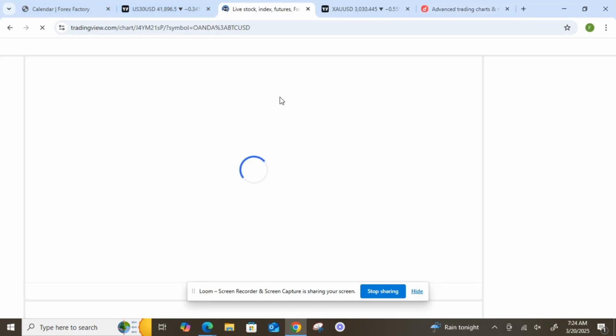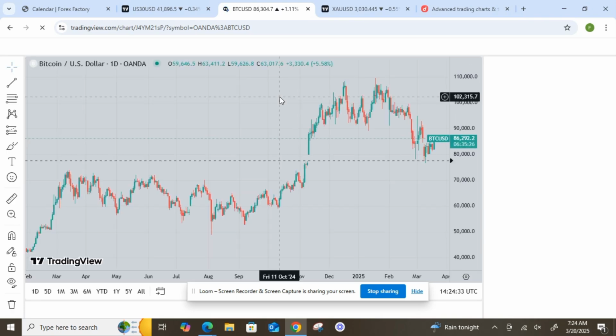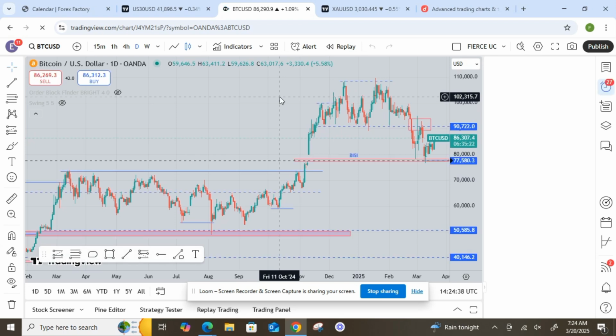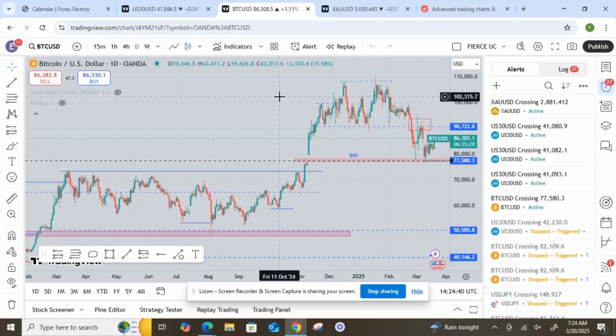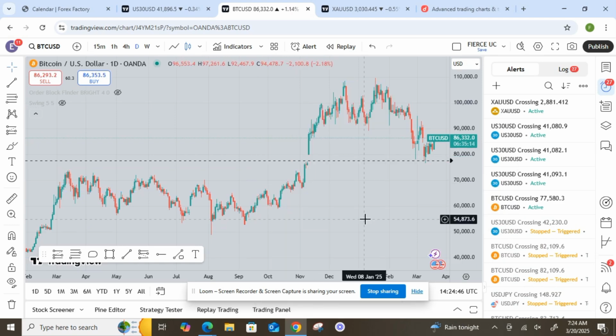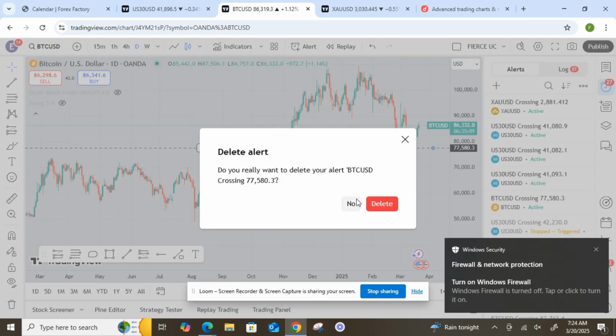Okay, so now when you open your laptop, right? The first thing we do, let's start to practicalize what we've learned. So now let's go to our chart. Let me use BTC. So this is it.